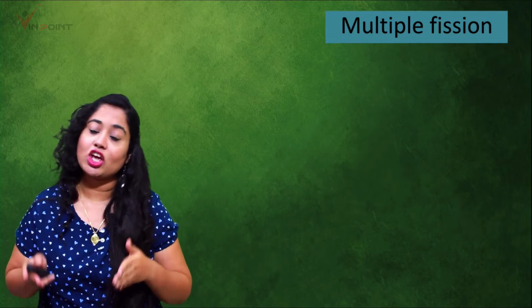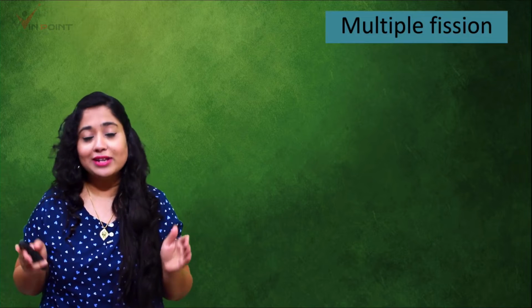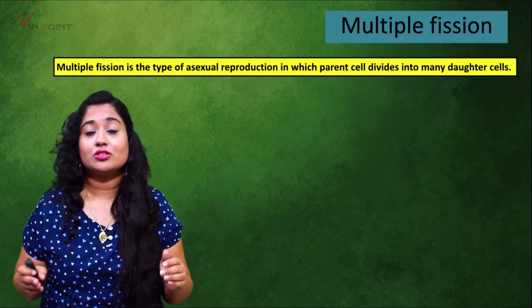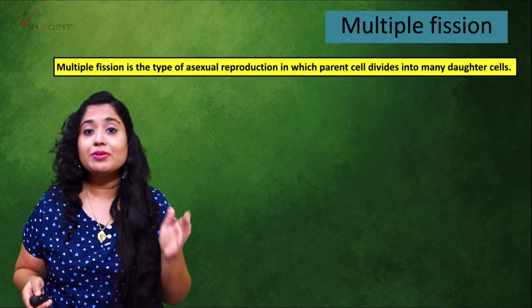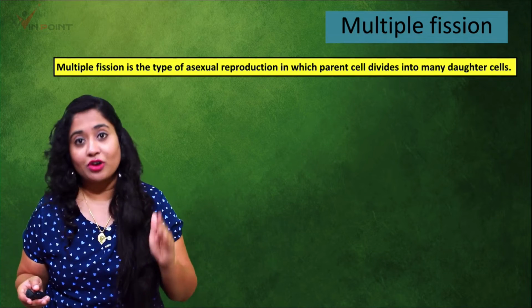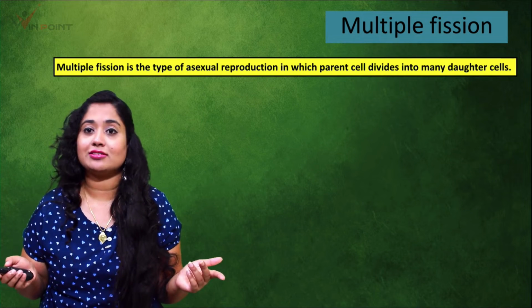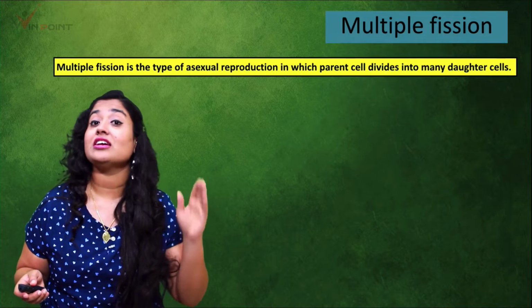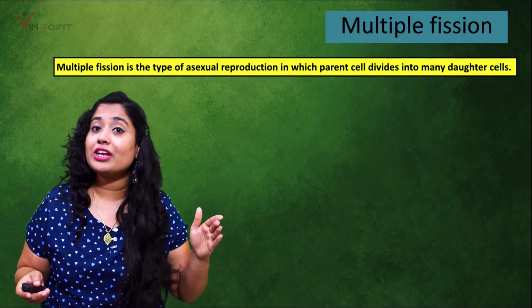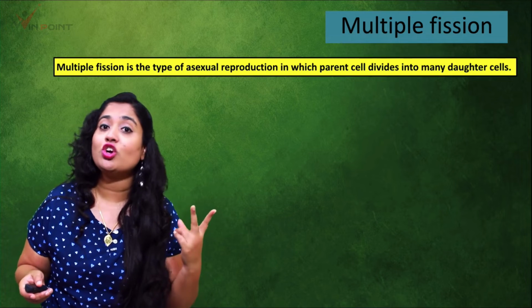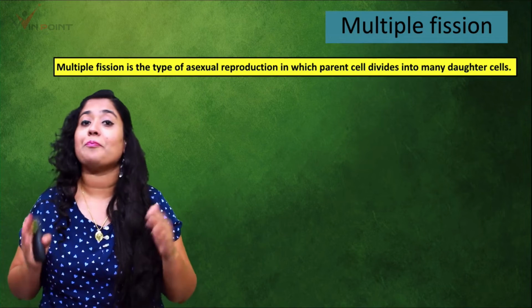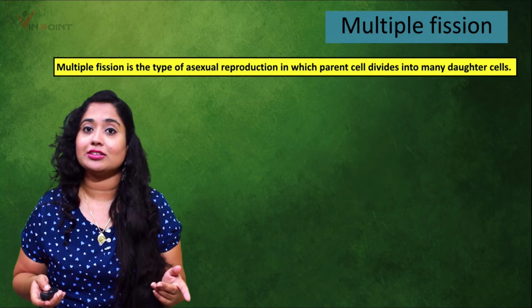Now let's discuss the second type of fission, that is multiple fission. Multiple means many and fission means breaking or splitting. So the parent cell will split into many daughter cells. So let's see the definition. Multiple fission is the type of asexual reproduction in which the parent cell divides into many daughter cells. We have studied previously that binary fission is a fission in which the parent cell will divide into two daughter cells. Now in multiple fission, the parent cell will divide into many daughter cells.